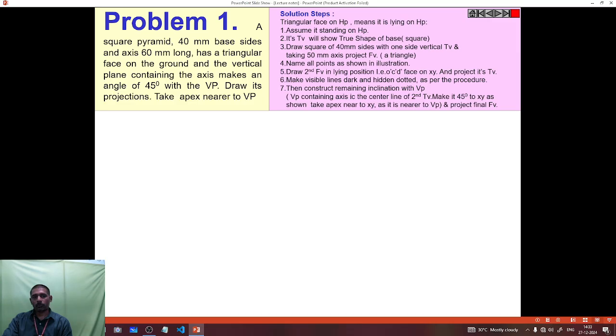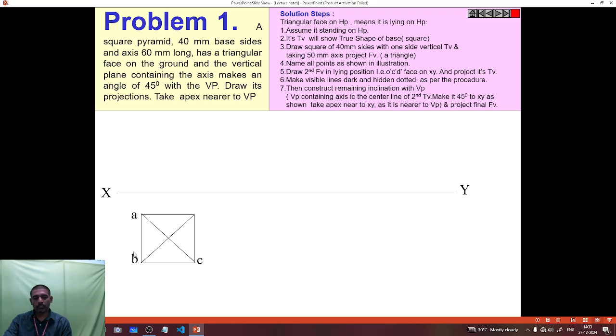Next, we are going to see how to draw the geometry. The first step is to draw the XY line. Next, draw the square pyramid. The top view of the square pyramid is 40 mm. So this is a square top view. Next, give the name of each corner A, B, C and D. Next the O point. The O point is the topmost point, which means the apex point is the O point.